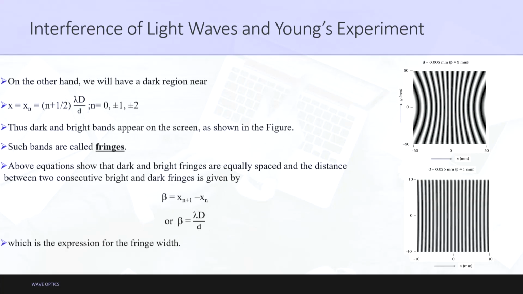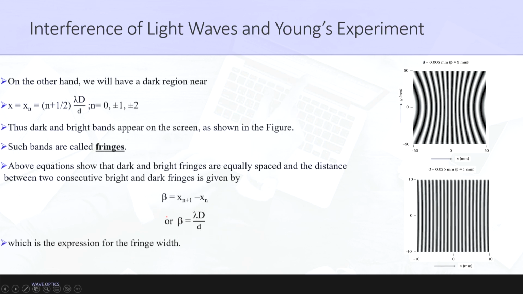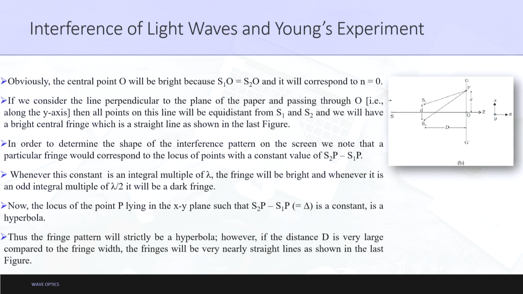For constructive interference, the value of x should be n lambda capital D by small d, and for the dark fringe it is (n plus 1 by 2) lambda capital D by small d. Finally, the fringe width is the distance between two consecutive bright or dark fringes. On mathematical calculation, we find that it is equal to lambda capital D by small d. Now let us move on to further discussions of Thomas-Young's experiment and interference of light.